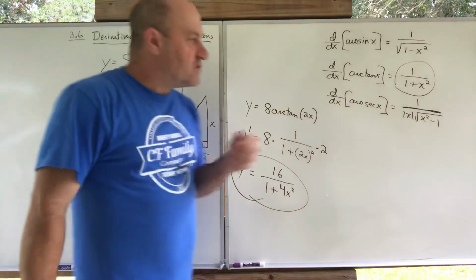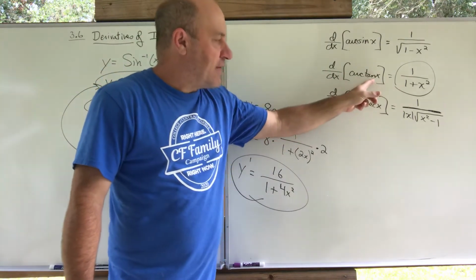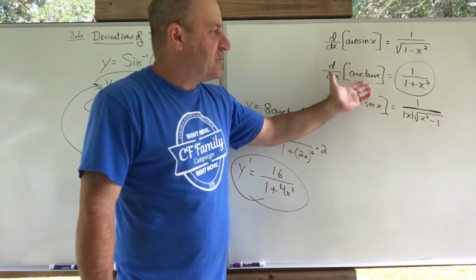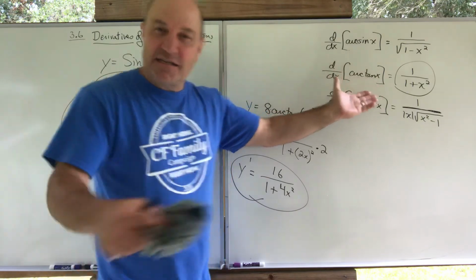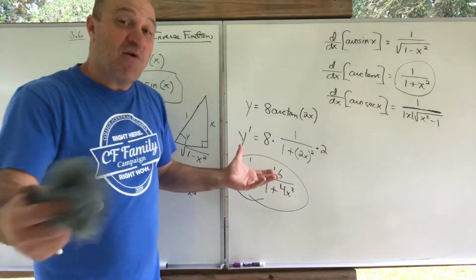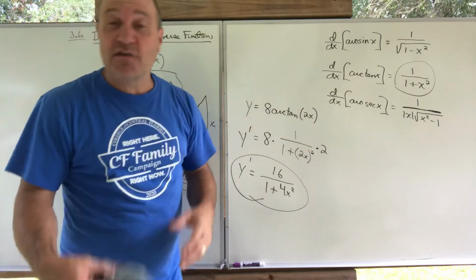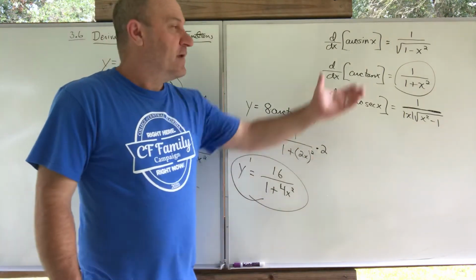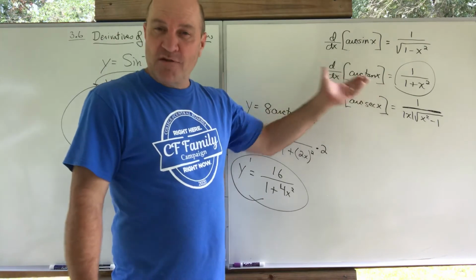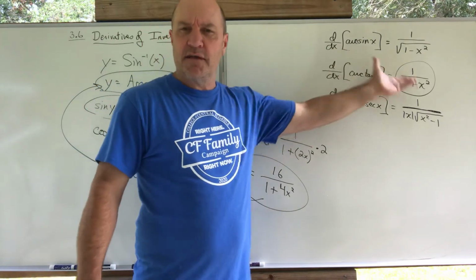You know, when I wrote these rules, I wrote them in terms of x. I said, let's take the derivative of arctangent x. And like I just got done saying, if it's more than an x, if it's a 2x or an x squared or an e to the x, you better do the chain rule. And I think my students know that, so I feel like I can write the rule like this and they can do the chain rule.